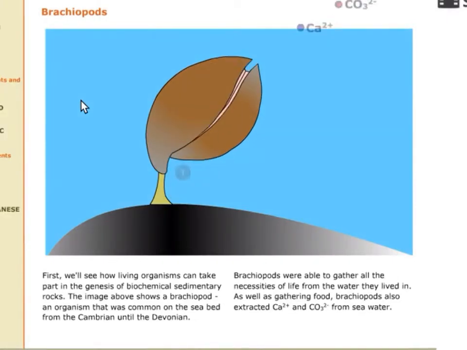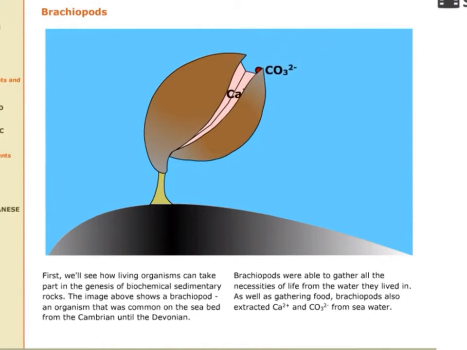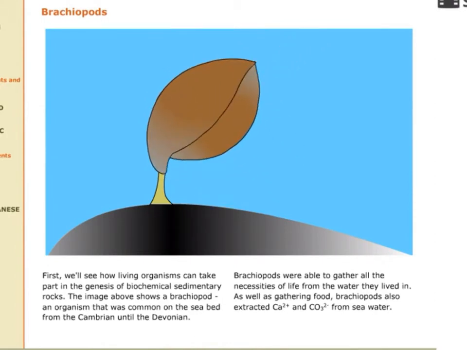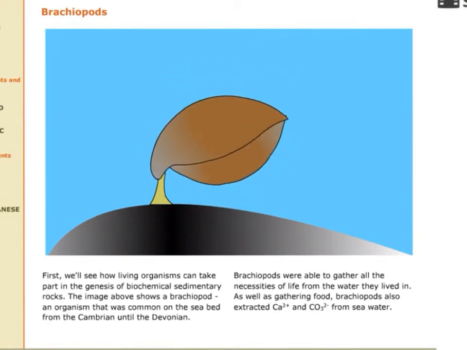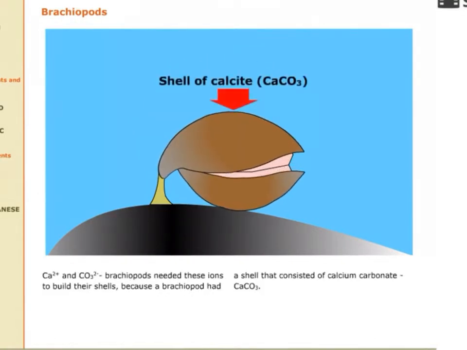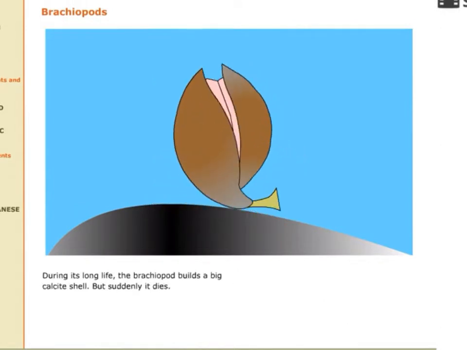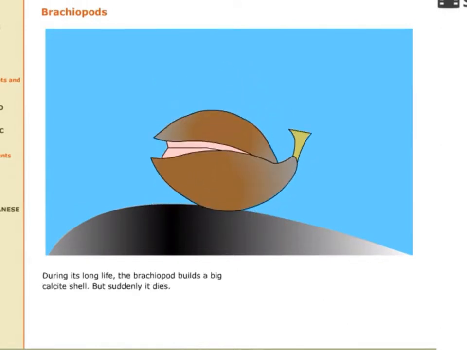So let's start watching. So this brachiopod shell is absorbing those minerals, and it's making that shell stronger and stronger and stronger. So like I said, that shell is made of calcite, and throughout its whole life, it's going to be absorbing those minerals. So unfortunately, the brachiopod dies, all right?